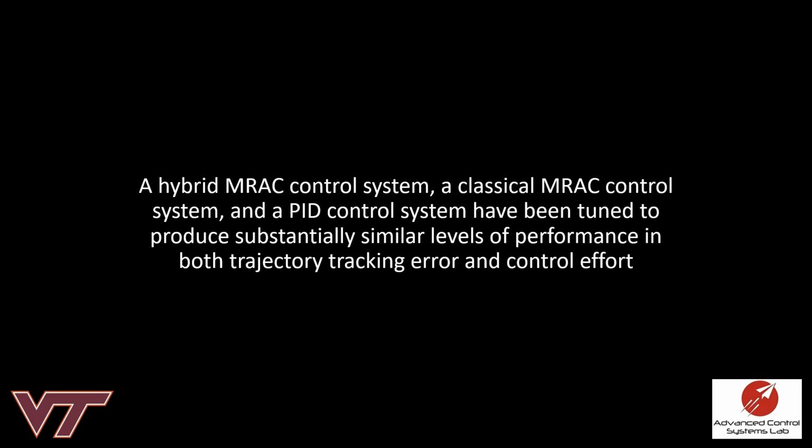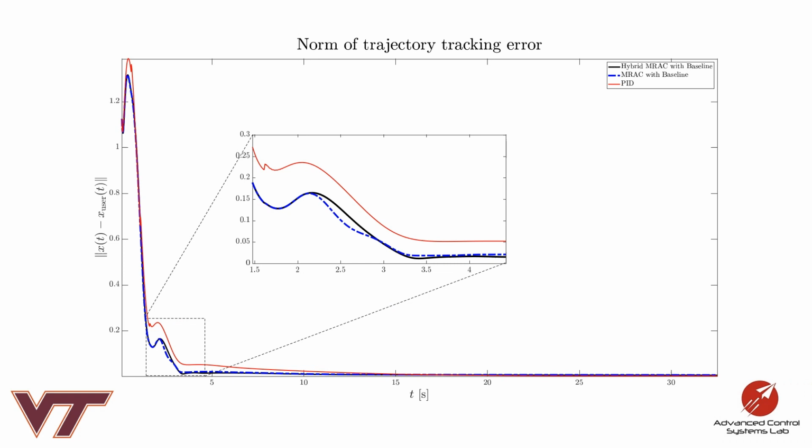So a hybrid MRAC control system, a classical MRAC control system, and a PID control system have been tuned to produce substantially similar levels of performance in both trajectory tracking error and control effort. Here we show the norm of the trajectory tracking error as a function of time, and we have in black the hybrid MRAC system, in dashed blue classical MRAC, and in red PID. And as we can see, the level of performance is very similar for all of the controllers.